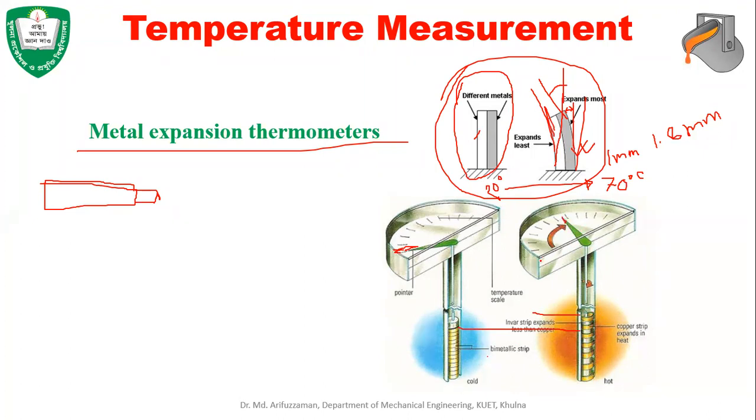Due to the increase of temperature, the spiral expands, and due to that expansion, this indicator rotates from the beginning to a certain point. Due to the expansion of the strip, the rotation of the indicator occurs, and that rotation gives us the temperature, or how much the temperature has changed.